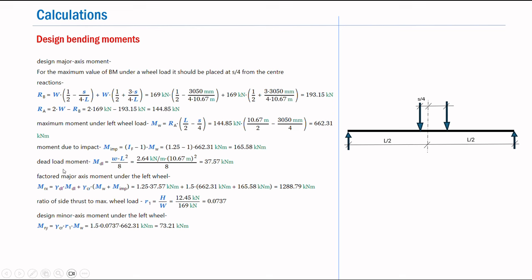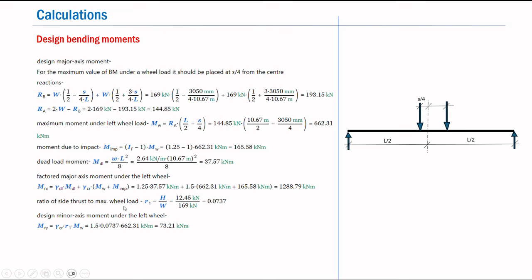And then we have the moment to be calculated due to the dead load, that is, we assume that this moment is approximately equal to the moment at the center, that is WL square by 8, and that's equal to 37.57 kN meter. And finally, we calculate the factored major axis moment under the left wheel as MRX is equal to gamma DL into MDL plus gamma CR into MW plus MIMP, and this factored major axis moment works out to be 1288.8 kN meter.